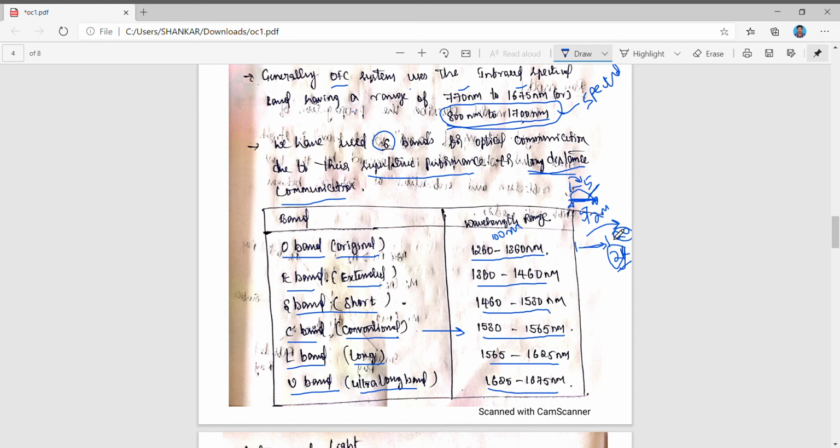Suppose the range is in the thousands of kilometers. Then what do we have to choose? We can choose flights or trains. Likewise, based upon the communication distance, we have to choose the bandwidth which is best for the transmission. I think you have understood. Based upon the distance, we have to choose a different way of communicating with your friends.